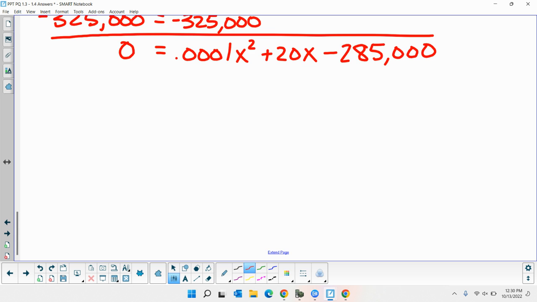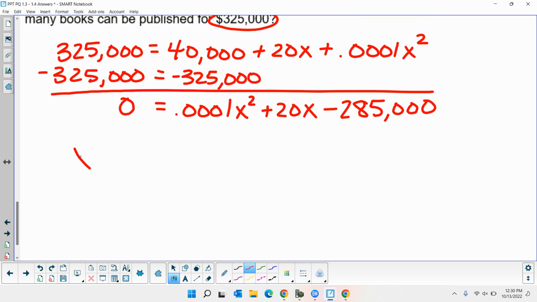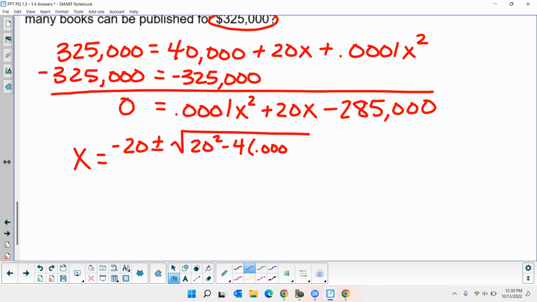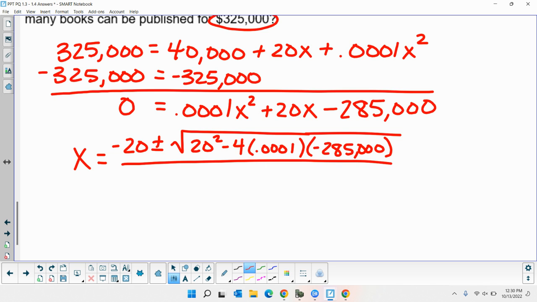All right, so x, the number of books we're looking for, equals negative b plus or minus the square root of b squared minus 4 times a, and that's 3 zeros and a 1. Sometimes we put only 2. And then negative 285. Don't forget the negative sign. All over 2 times this. Now, I wouldn't waste time putting that in the calculator.